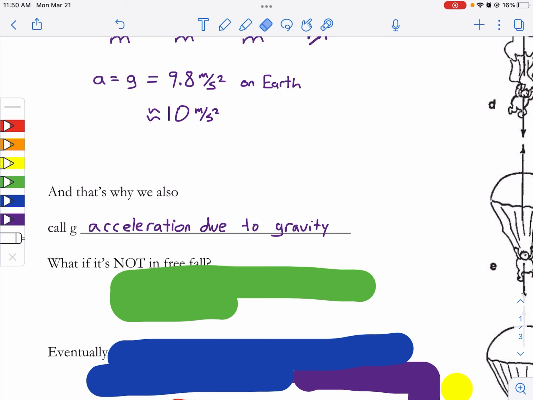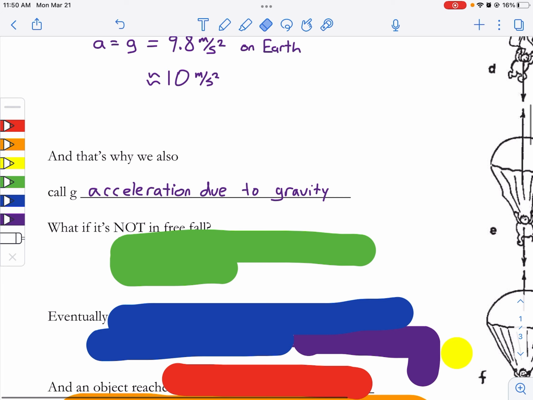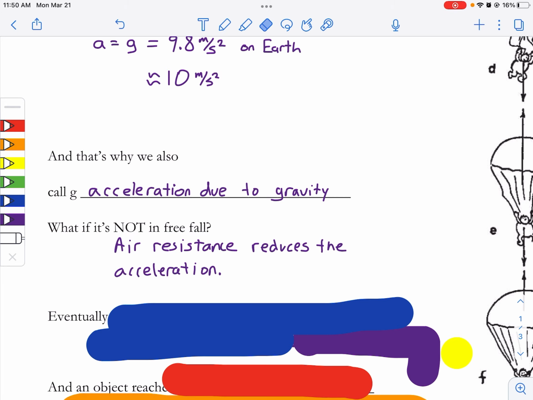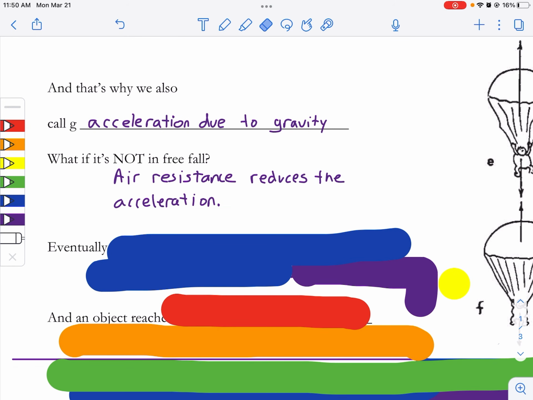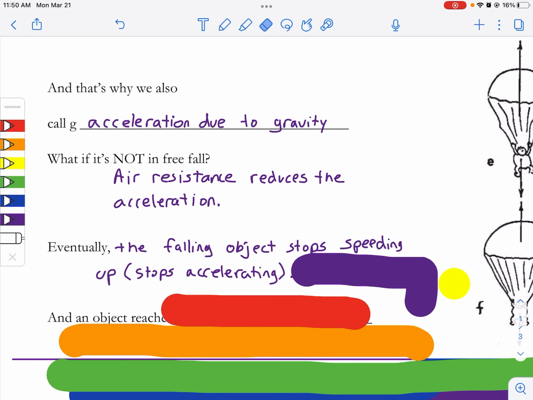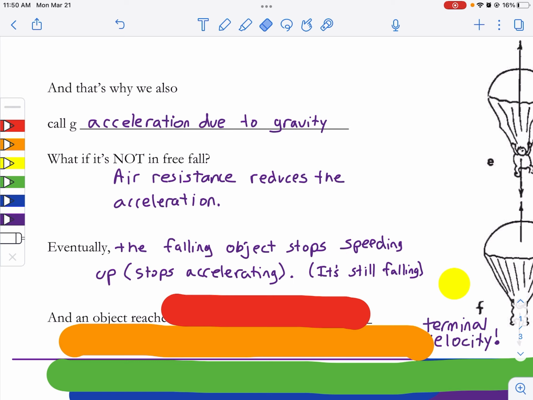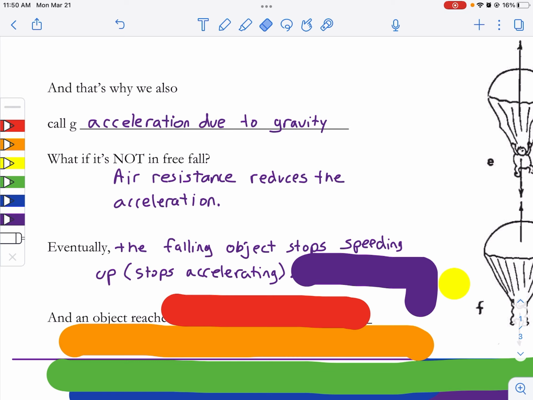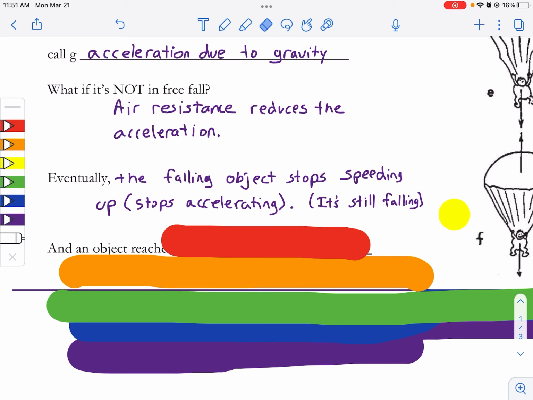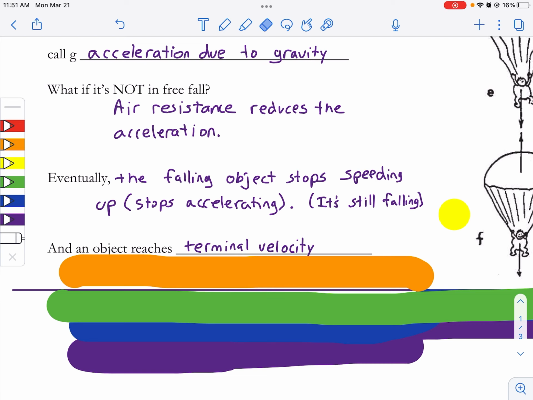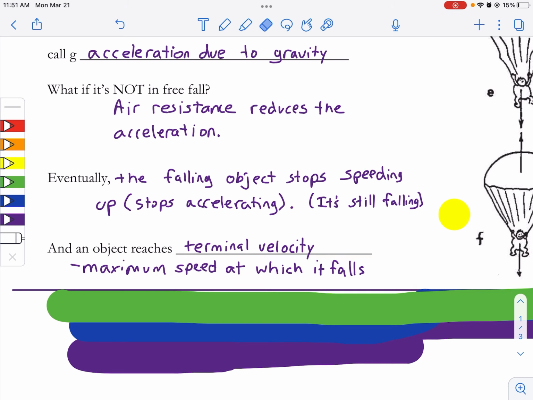But not everything is in free fall because not everything is only acted on by gravity. There's that pesky thing called air resistance, and that reduces the acceleration. It keeps you from speeding up as fast as you possibly could. What that means is eventually things stop speeding up. They stop accelerating. That doesn't mean they stop falling. That just means they stop accelerating, okay? They're still falling. They're just not falling as fast as they were to begin with. That means they reach their terminal velocity. And terminal velocity is that maximum speed at which they fall.